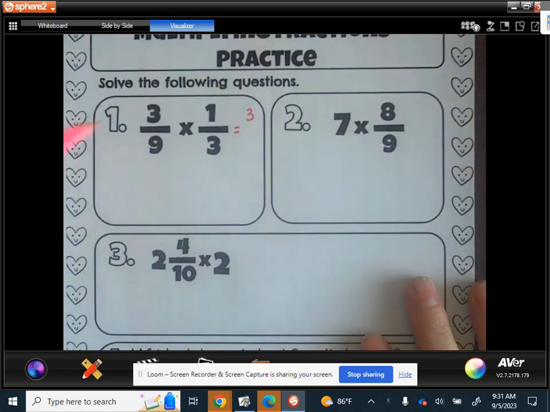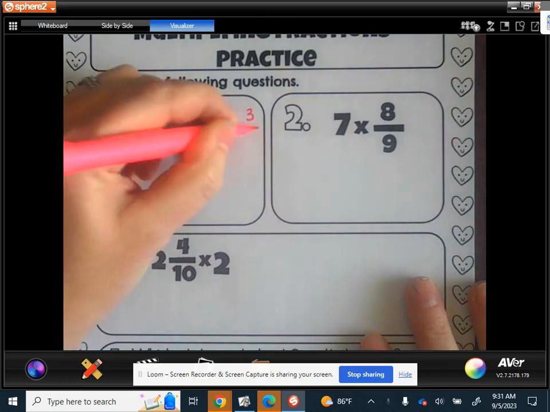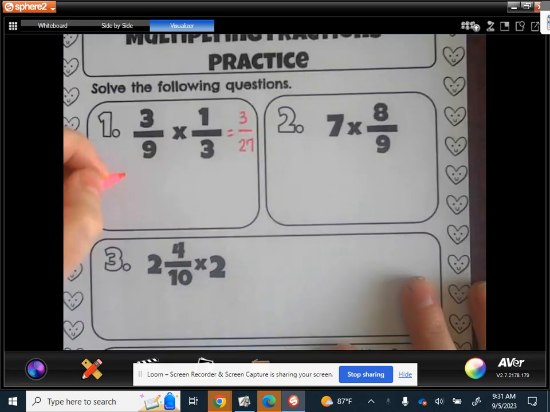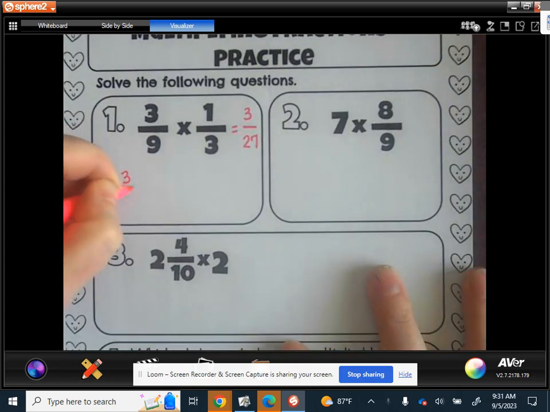Then we multiply our denominators. That's the bottom numbers. So 9 times 3 gives us 27. Now, something to remember, and this is not just with multiplying fractions, this is with anything in sixth grade. If you can simplify your answer, it does need to be in simplest form.